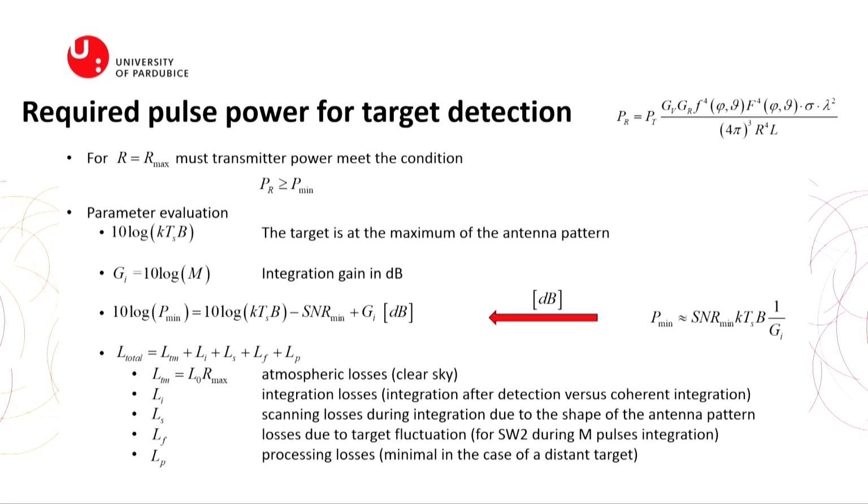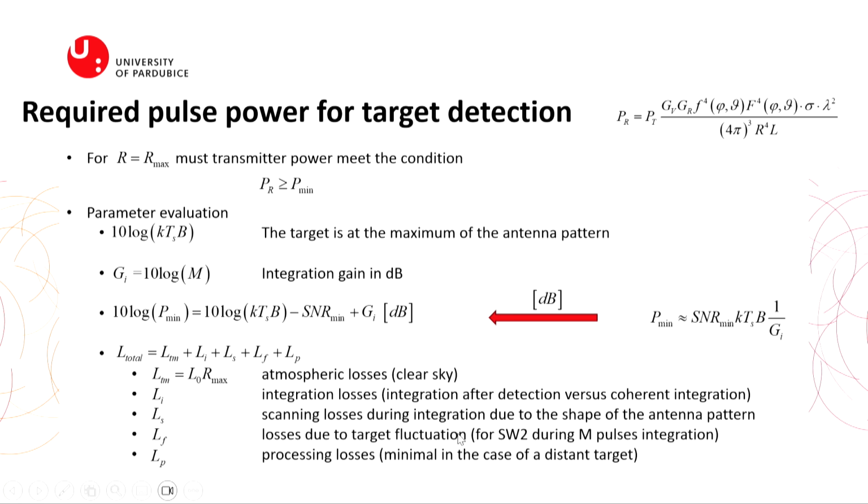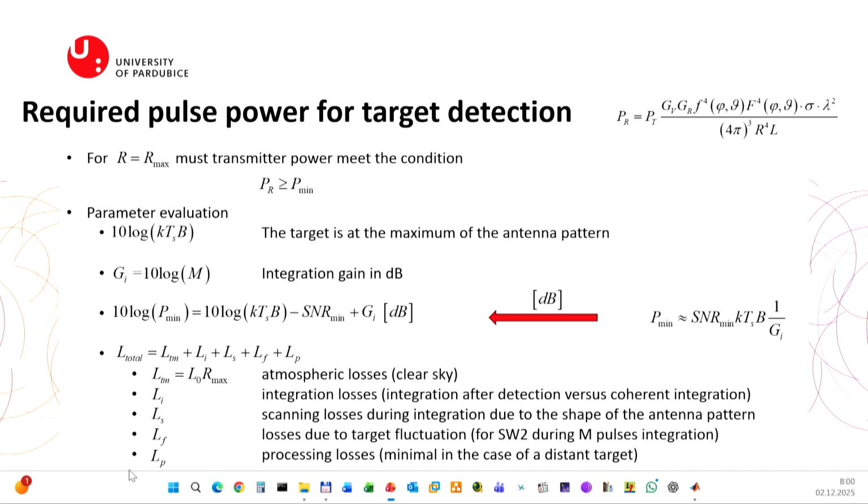So we have atmospheric losses, but it is clear sky, so I think that we can ignore them. Integration losses: integration after detection versus coherent integration, there is some little difference. Scanning losses during integration due to the shape of the antenna pattern. Why? Side lobes. Losses due to target fluctuation, and processing losses. It is not all of them. There are a lot of different types of losses, but the rest we ignore.